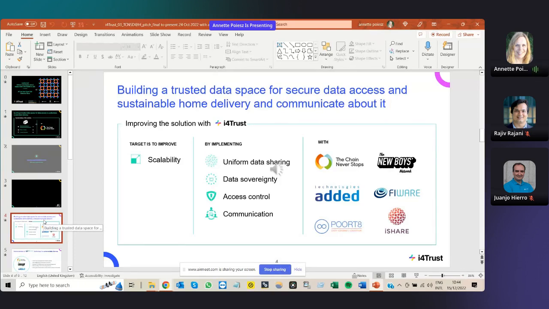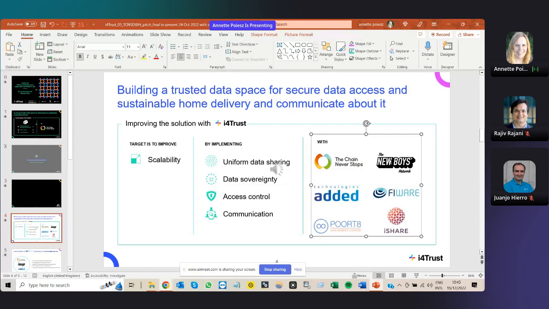Our consortium is comprised of the Digital Innovation Hub, Technologies Added, who are also helping with smart manufacturing of the hardware. Port Art is involved in a third-party authorization register. Then, of course, we have FIWARE and iSHARE in this. We also would like to pay real attention to conveying the message to a larger public. So we have the News Voice Network also in our consortium because they're very good in communication of complex messages.